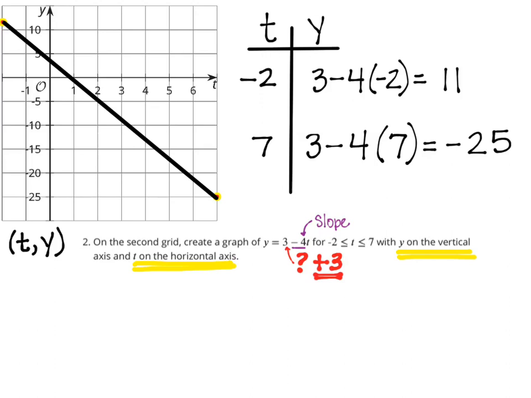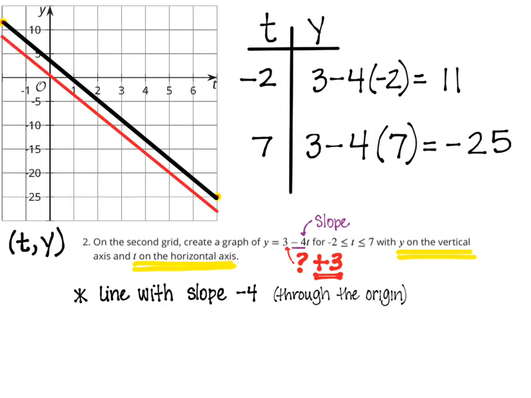Right? And again, this can be seen as a line with a slope of negative 4 through the origin. It has to go through the origin. And there it is. What we could do is take this line and just move it up 3 units. And when we translate it up 3 units, it will land right on top of the black line. So I want you to see that this equation we have here is a type of transformation equation.